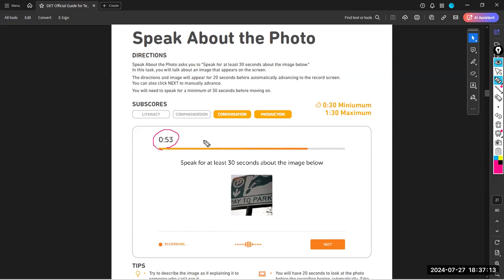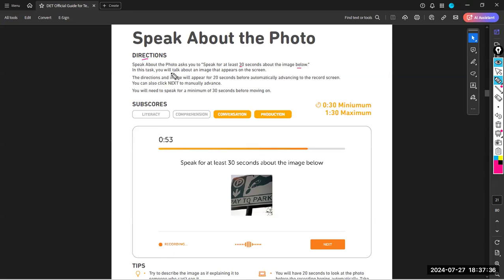So it is the same, because a picture is going to be shown on the screen, but now you have to speak about the photo. We don't have to write. Okay, now let's talk about the directions. Speak about the photo asks you to speak for at least 30 seconds about the image below.